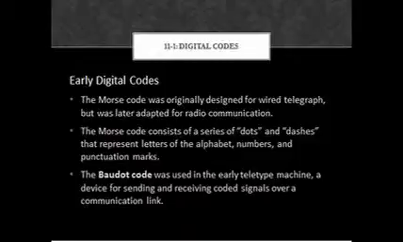Another early binary data code was the Bodo code. Used in the early teletype machine, a device for sending and receiving coded signals over a communication link. With teletype machines, it was no longer necessary for operators to learn Morse code. Whenever a key on a typewriter's keyboard is pressed, a unique code is generated and transmitted to the receiving machine, which recognizes then prints the corresponding letter, number, or symbol.